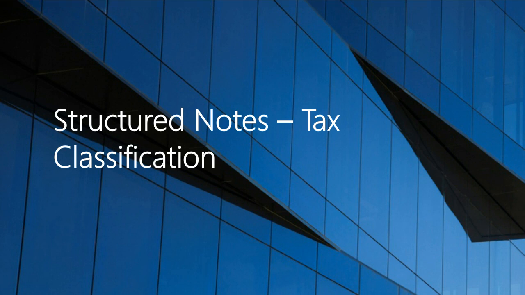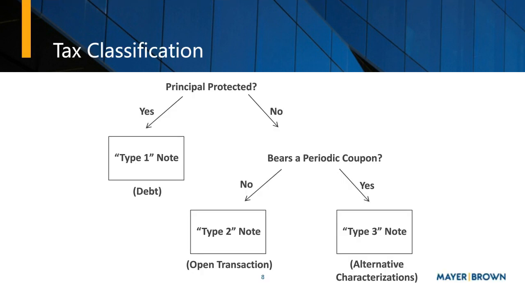And so what we've done is we've said, well, let's divide structured notes into three categories: type 1s, type 2s, and type 3s. And to determine in which category a particular note falls, we've got to answer two questions. So the first question is, is the instrument principal protected? And if the answer is yes, then we're going to treat it as a type 1 note, which essentially means it's debt for federal income tax purposes, and we can look to the rules that apply to debt, and we'll go into that a little bit on the next slide.